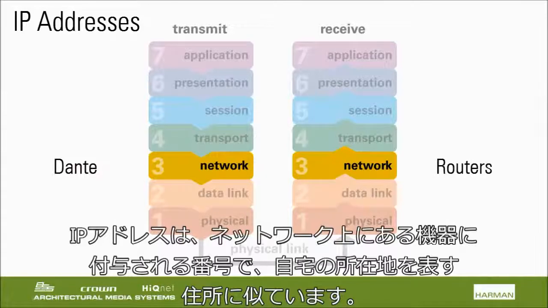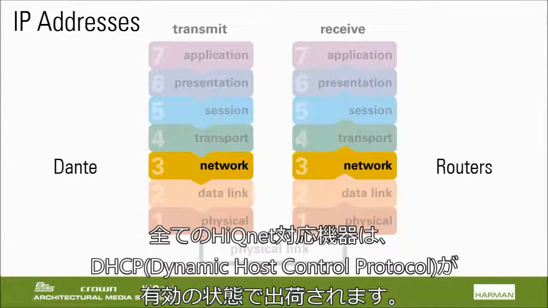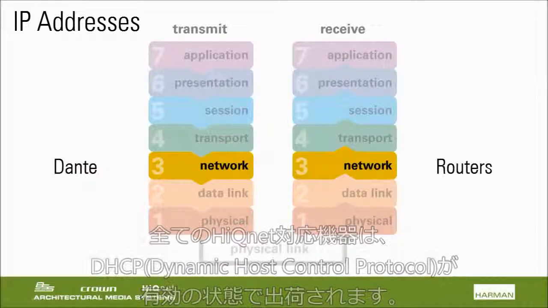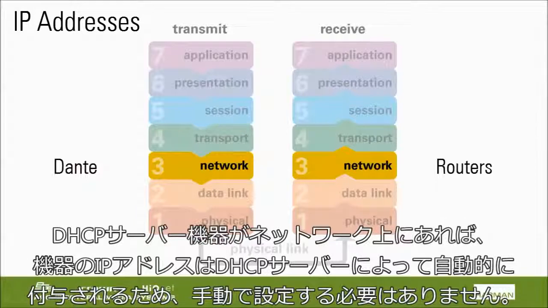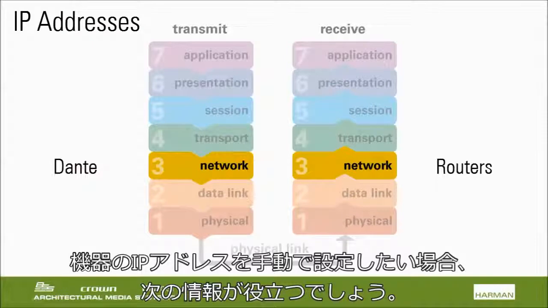IP addresses are numbers given to devices represented on a network, similar to a mailing address representing your home's location. All HiQNet devices ship with Dynamic Host Control Protocol, or DHCP, enabled. Provided there is a DHCP server device on the network, you don't have to deal with IP addresses, since HiQNet devices will be given addresses automatically by the DHCP server. If you want to configure the IP addresses of devices manually, the following information will be useful.